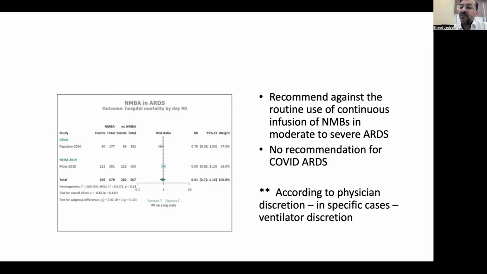And this is why there's no recommendation for the routine use of continuous infusion of NMBs in moderate to severe ARDS patients, and also not in mild ARDS patients. So it's as per the physician's discretion. The ideal situation is you maintain the patient on sedation, allow a good sedation. But if there's still an asynchrony or dyssynchrony despite the patient being on adequate sedation, that is the case where, at the physician's discretion, we can consider using NMB infusions.